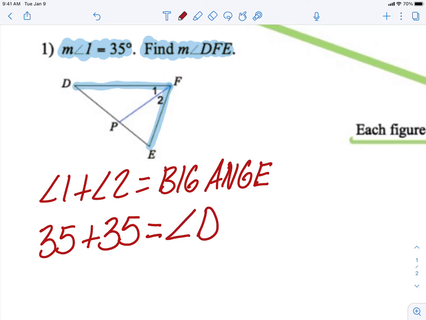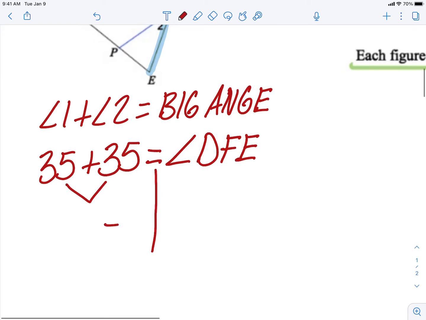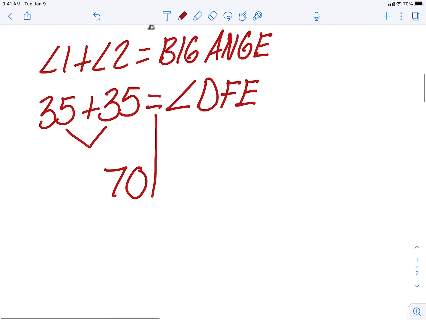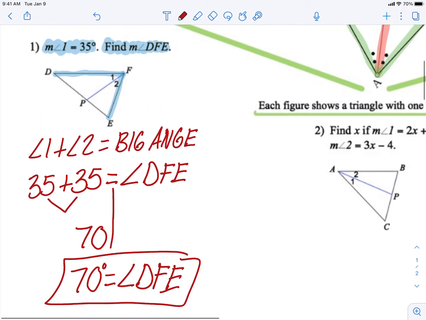Angle DFE. So 35 plus 35, we draw a line of separation, is equal to 70. And on the right side, this just comes down. So we get 70 is equal to, 70 degrees is equal to angle DFE. And look at that. We just found our answer. This said find angle DFE. 70 degrees is equal to angle DFE.